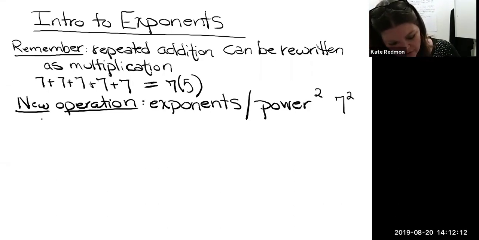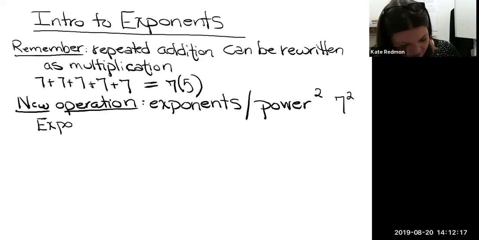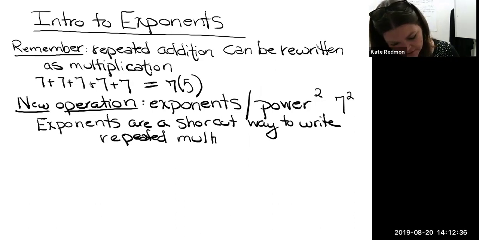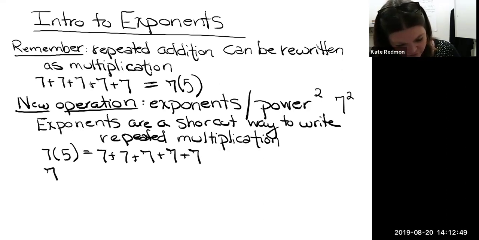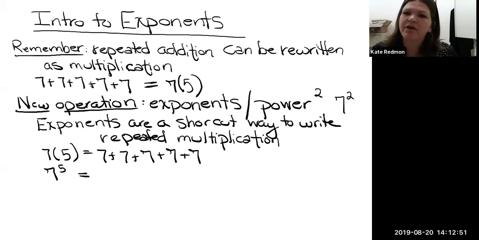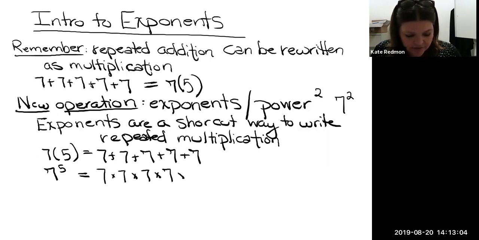Basically, exponents are a shortcut way to talk about repeated multiplication. So just like 7 times 5 means the same as 7 plus 7 plus 7 plus 7 plus 7, repeated addition, if I were to write 7 to the 5th power, that's a similar idea, but instead of repeated addition, an exponent represents repeated multiplication. So 7 to the 5th power is the same as 7 times 7 times 7 times 7 times 7.